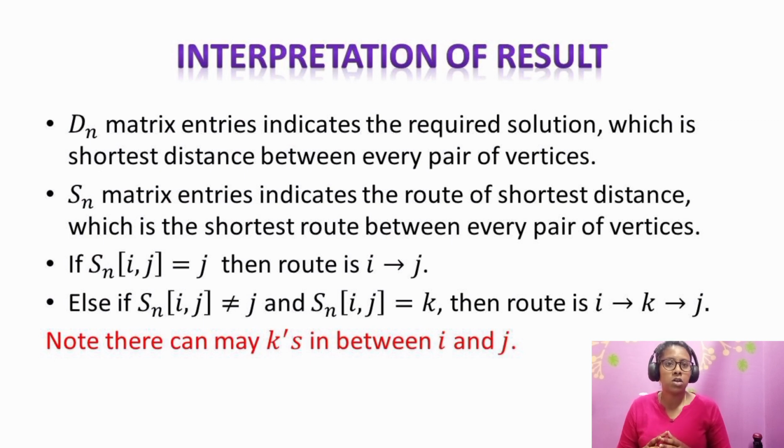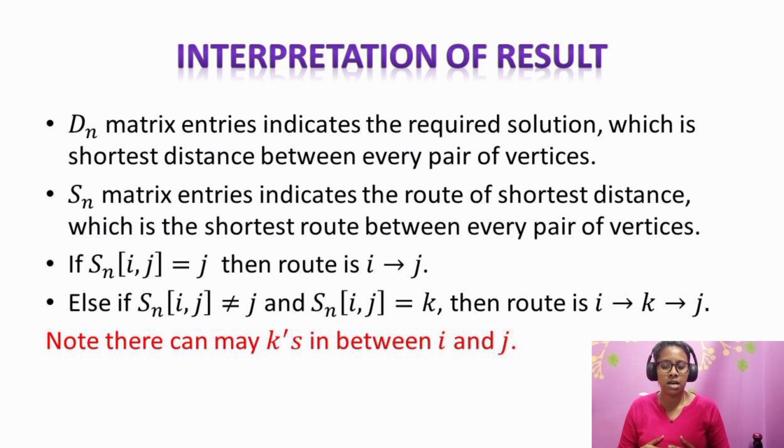The stopping condition could be that Dn and Sn have to be reached. That means you should have fixed all the rows and columns. Or if two consecutive D matrices and S matrices remain unchanged, that means no updation has taken place, then we stop. So that is also one of the stopping conditions.